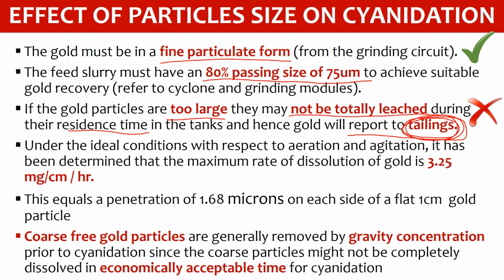So under ideal conditions with respect to aeration and agitation, the maximum rate of dissolution of gold, although this may vary a little bit, has been determined to be 3.25 milligrams per centimeter squared per hour. This is actually equal to 1.6 microns penetration on each side if you are considering a 1 centimeter flat particle of gold.